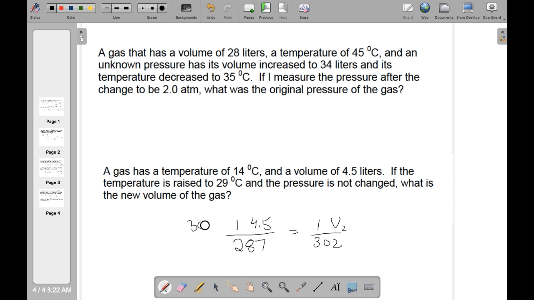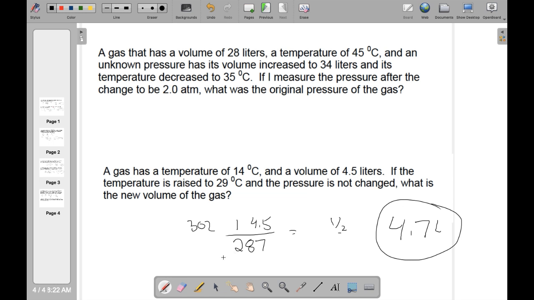V2, so we'll have 302. If I multiply both sides by 302, right? That 1 doesn't matter. So essentially I have 302 times 4.5 over 287 equals my volume. If I do the math, it will be 4.7 liters. And yet again, I could take that number, plug it back into my equation, and see what the answer is.